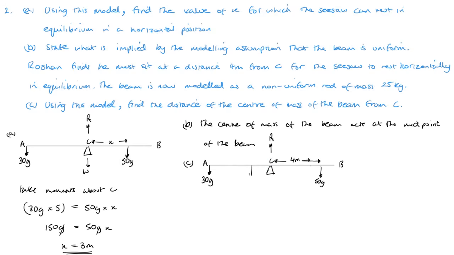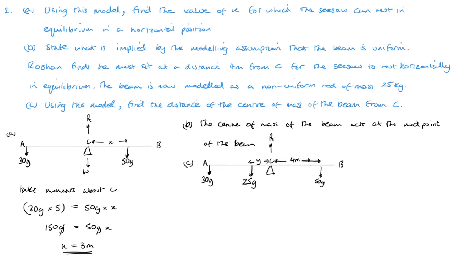So I'm going to assume it is to the left here, and it's 25g, and this distance here is X, which I'm trying to find. Actually, let's call this distance Y, because we had an X earlier on. So using this model, find the centre of mass of the beam from C. So there we go. Now from this, we can find the centre of mass.